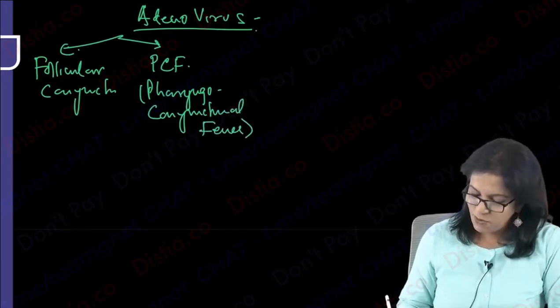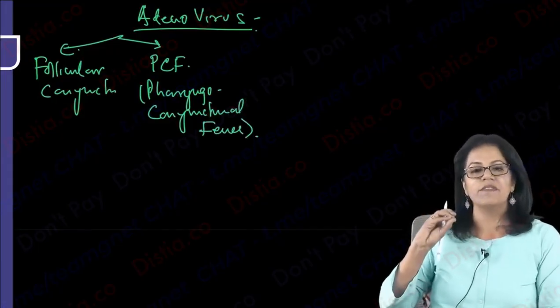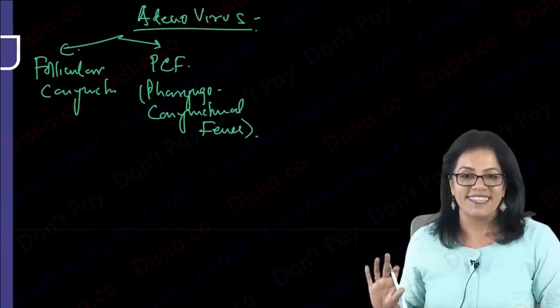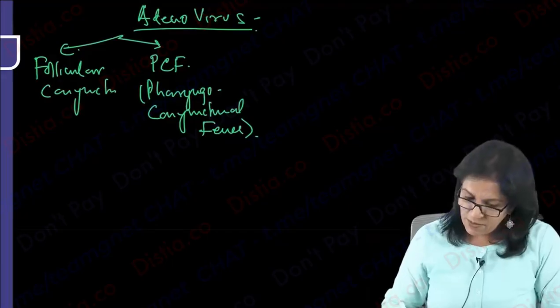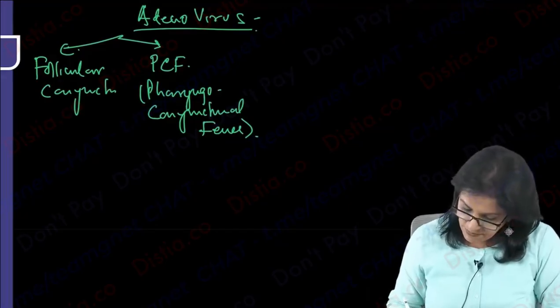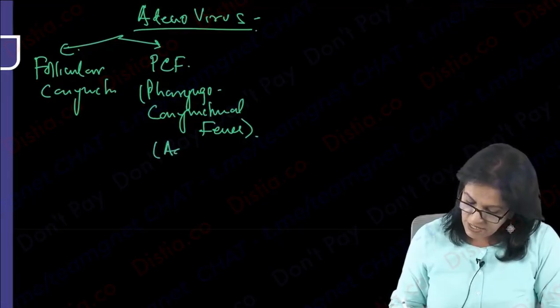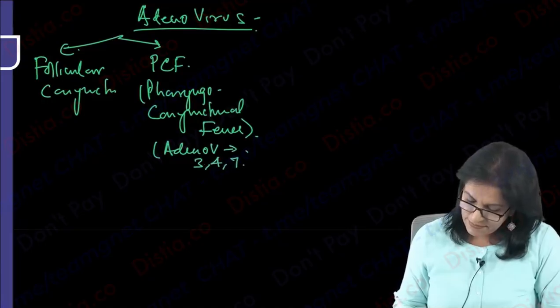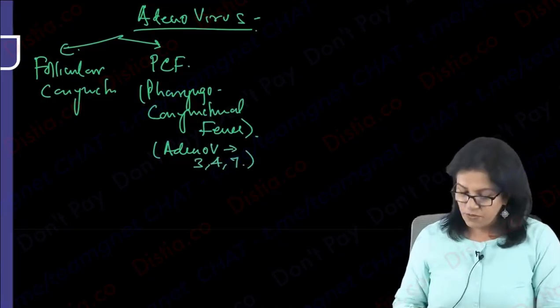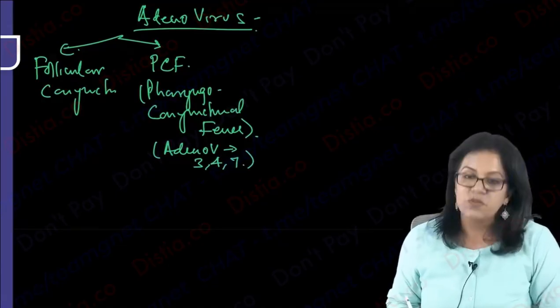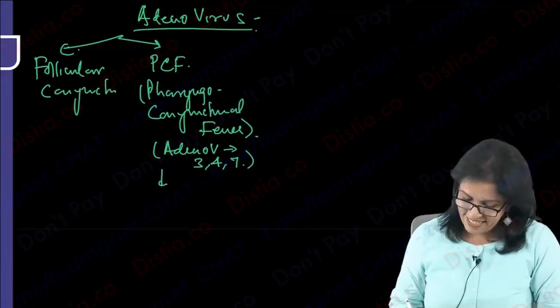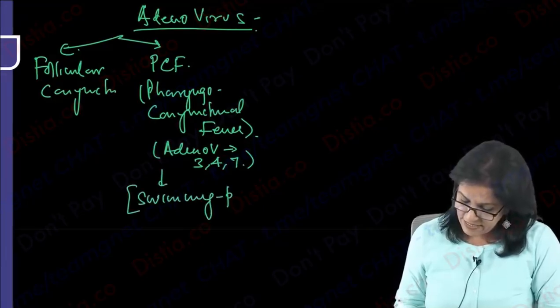I've made it very simple. No more complications. Just very, very important points only to be mentioned here. So this is mainly caused by adenovirus 3, 4 and 7. If you don't want to learn this, it's okay. What is important I want you to know here? This is what is causing swimming pool conjunctivitis. This one you will learn, right? So it can cause swimming pool conjunctivitis.